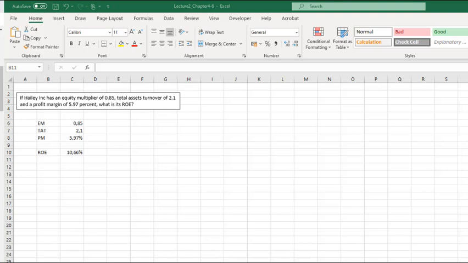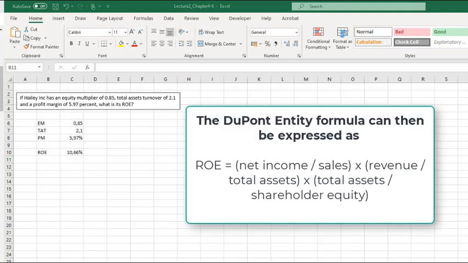Now, the formula can further be broken down into net income divided by sales, multiplied by revenue divided by total assets, multiplied by total assets divided by shareholders' equity.